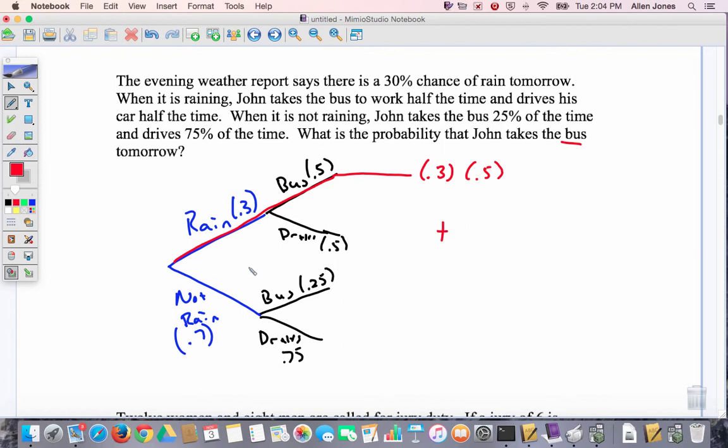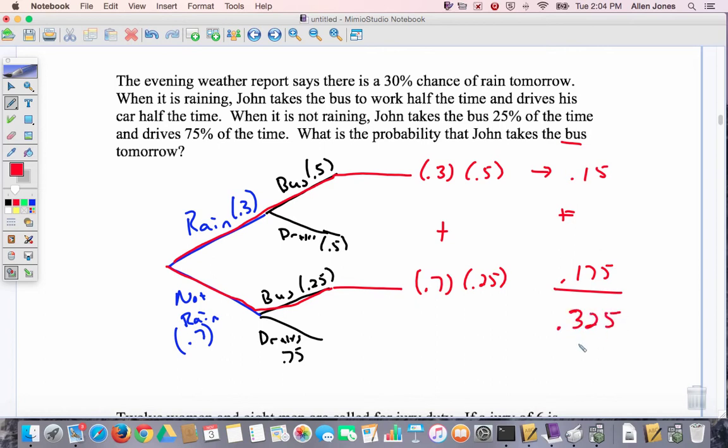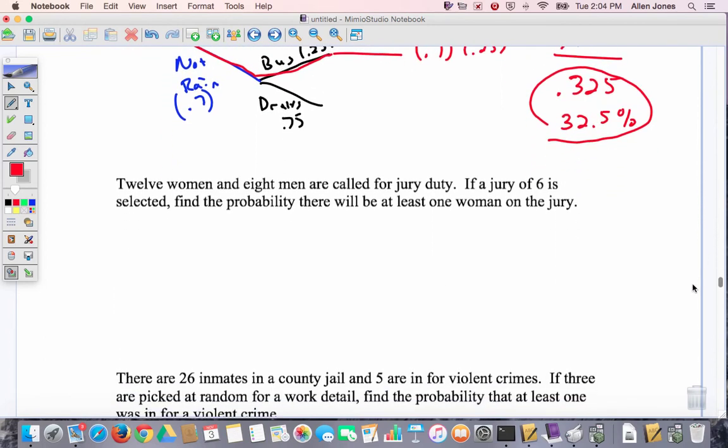And we want to find the probability that John takes the bus tomorrow. So I follow my branches out here. Rain and bus is 0.3 times 0.5 plus, when it doesn't rain, John takes the bus 25% of the time, so 0.7 times 0.25. And those numbers are 0.15 plus 0.175, or John's chance of taking the bus tomorrow is 0.325 or 32.5%.